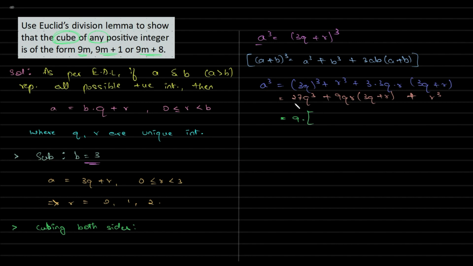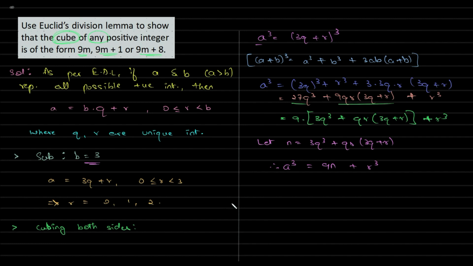So between the first and the second term I have 9 common, so I'll be left with 3q cube. Here we have qr into 3q plus r, this is what's left out, right? And 9 is common, plus r cube. So this entire thing I'll call, let n be equal to 3q cube plus qr into 3q plus r. Therefore we have a cube is equal to 9n plus r cube. That's your pattern, right? It's similar to what we want.